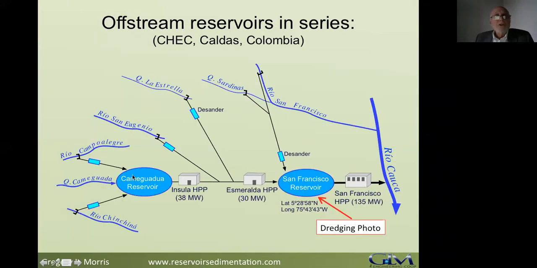Off-stream reservoirs can also be used in series. They can be used for hydropower operations. This is the example of the Czech project in Colombia. And I apologize, we're having electrical problems still here in Puerto Rico. I am a little bit in the dark, but we seem to be continuing to operate okay.